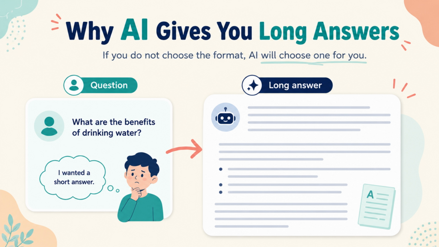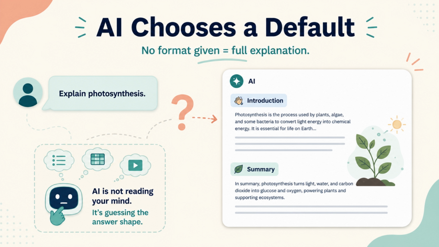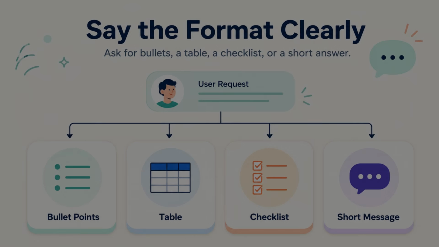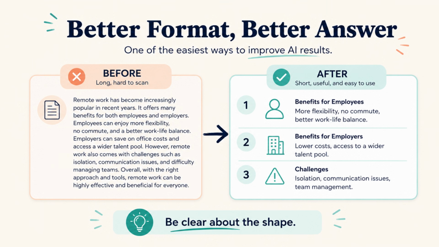Why does AI give you long answers? Have you ever asked AI a simple question and received a long answer? You wanted three quick points, but AI gave you six paragraphs, a polite introduction, and a final summary. This happens because AI is not reading your mind. If you do not tell it what format you want, it chooses a safe default. And that default is usually a full explanation. It is not trying to make things difficult, it is simply guessing the shape of the answer. So, if you want a short answer, a table, a checklist, or bullet points, you need to say that clearly. This is one of the easiest ways to improve your AI results.